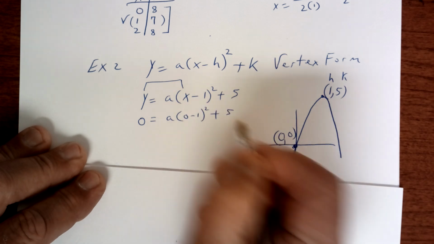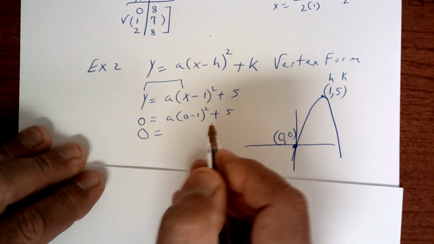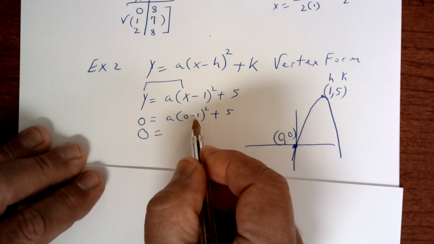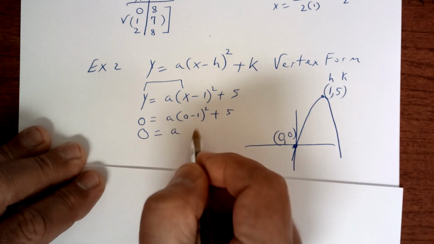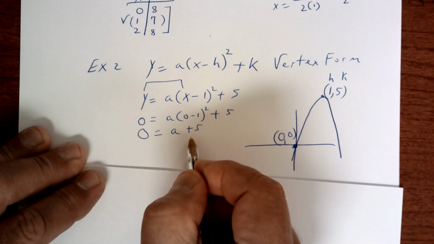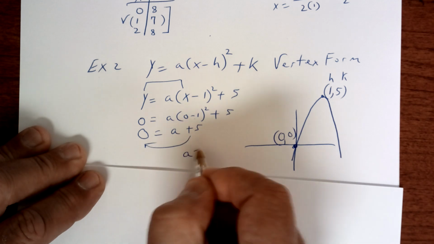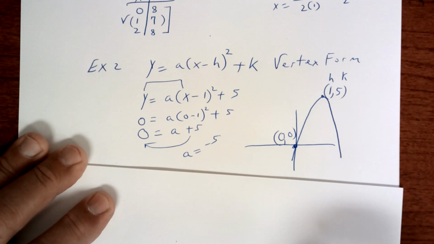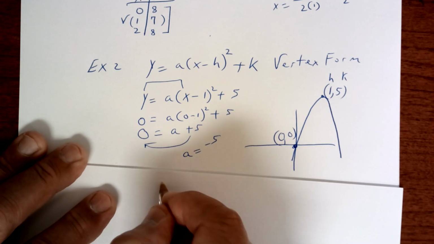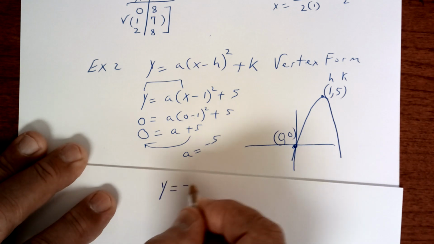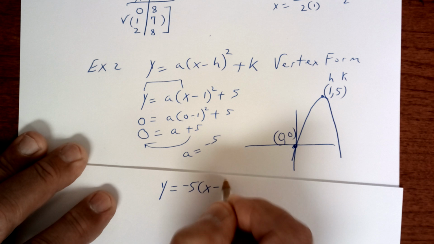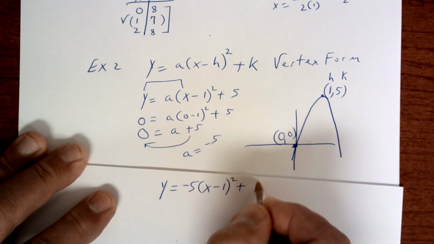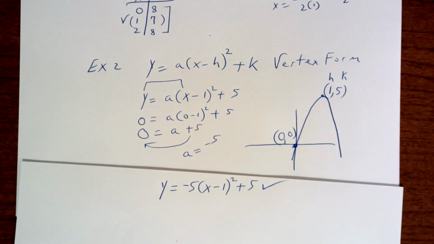Okay? And so now you're going to get this. That's going to be a negative 1 times a negative 1, which is 1, and 1 times a is just a. So now when you subtract 5, you get a equals negative 5. So your formula is going to be y is equal to negative 5(x minus 1) squared plus 5. Make sure you understand that one, okay?